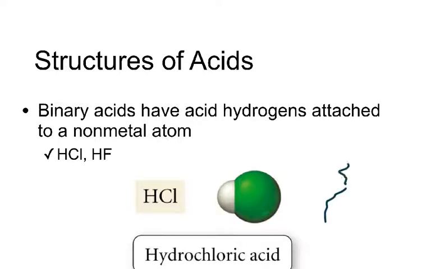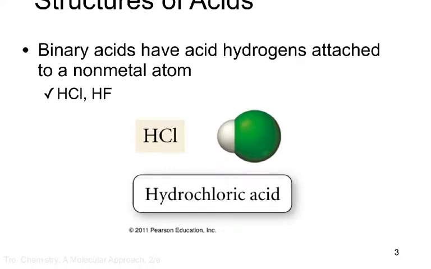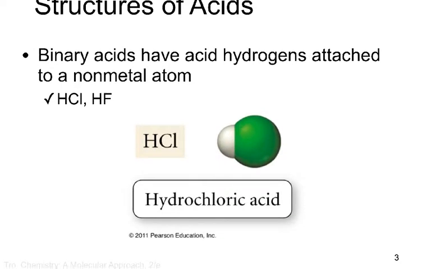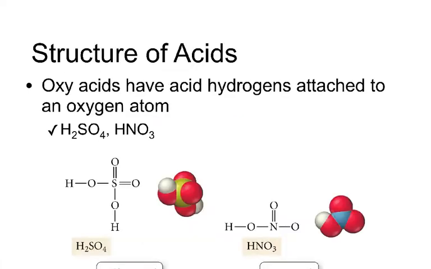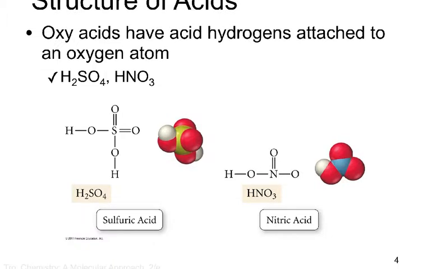There are several structures of acids. Binary acids, we've talked about before. They have an acidic hydrogen attached to a nonmetal. So, for example, hydrochloric acid or hydrofluoric acid. And they are very straightforward. There are things called oxyacids, which have an acidic hydrogen attached to an oxygen atom. Examples include sulfuric acid, H2SO4, and nitric acid, HNO3.